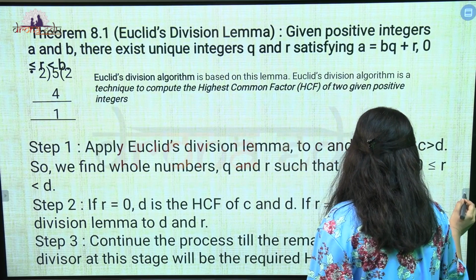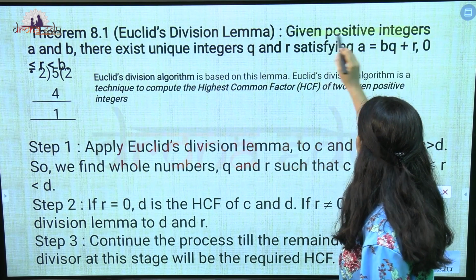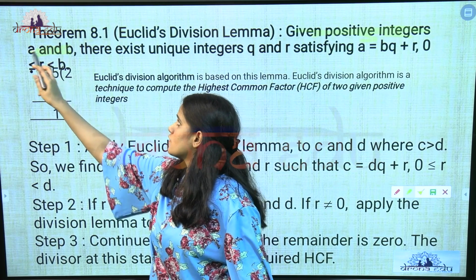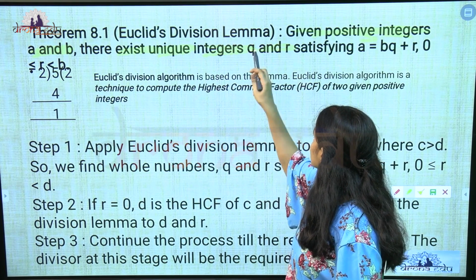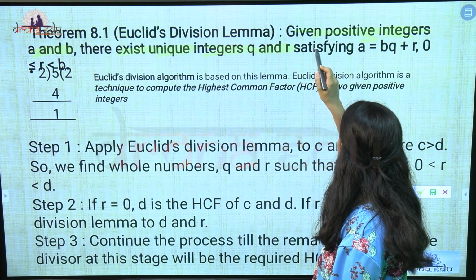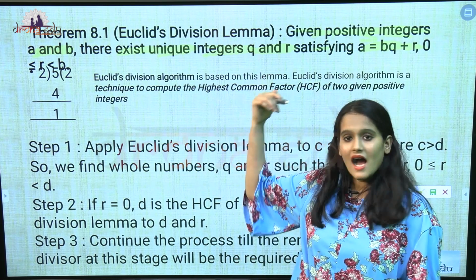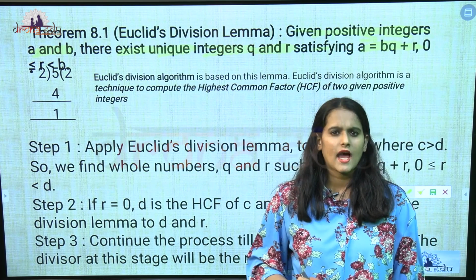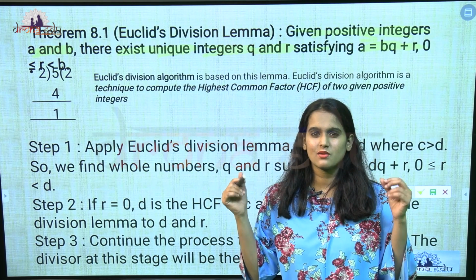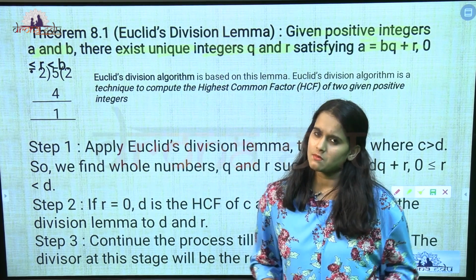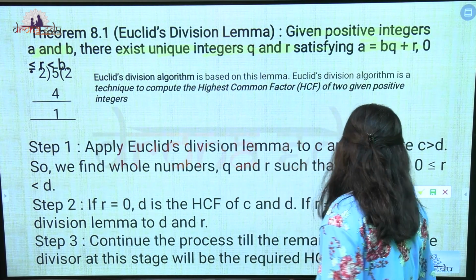The lemma states that for given positive integers a and b, there exist unique integers q and r satisfying a = bq + r, where r is greater than or equal to 0 and less than b. Yes, this lemma is quite confusing, but let me take a division and explain it. It's very simple actually.